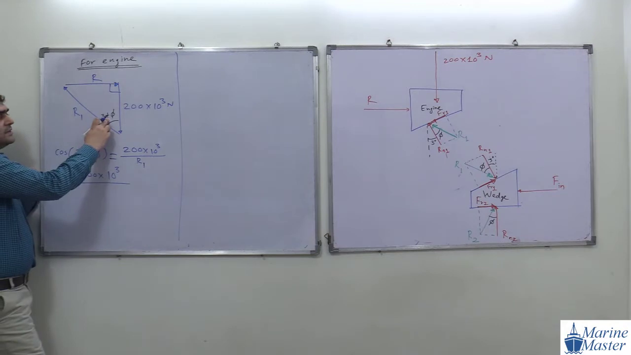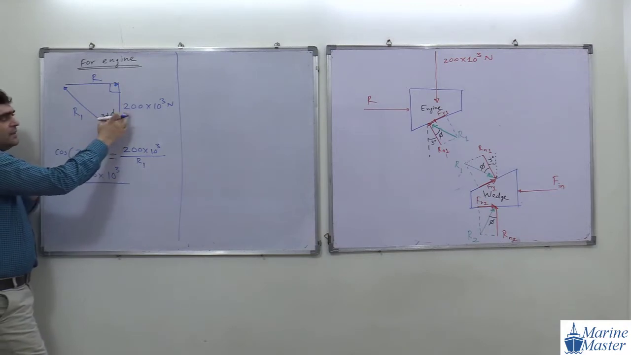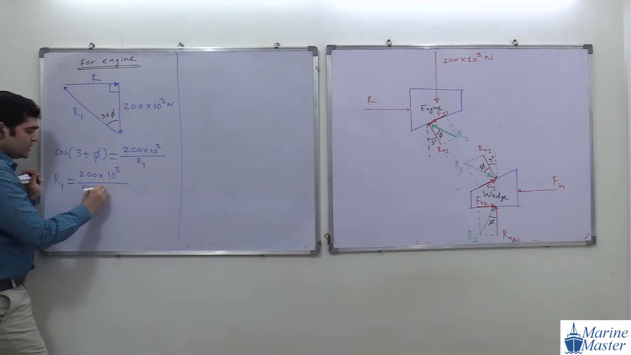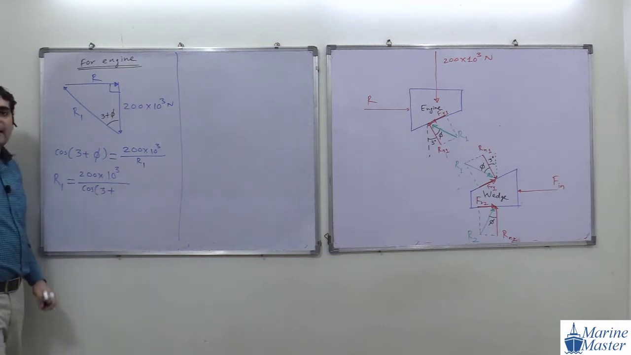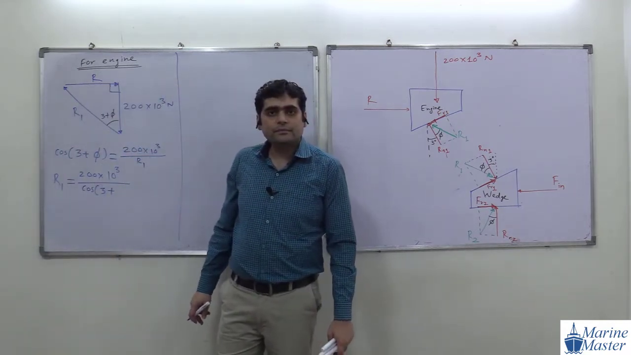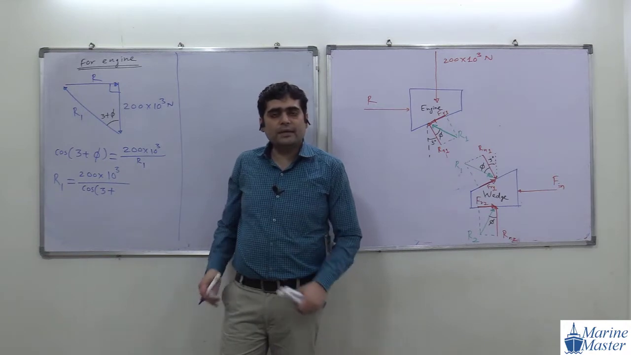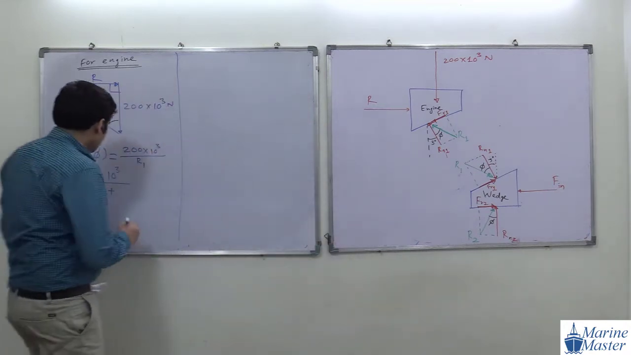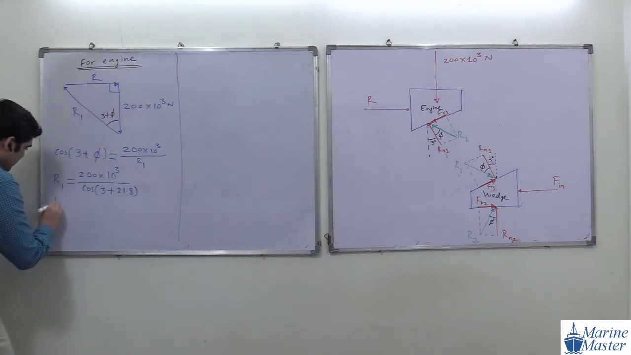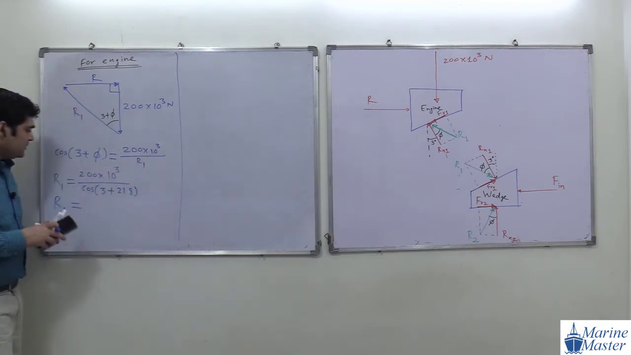This is the angle, adjacent and hypotenuse. So cos of 3 plus 5. What is the value of phi here in this question? 21.8. Okay. So please everyone do the calculation and tell me the value of R1.